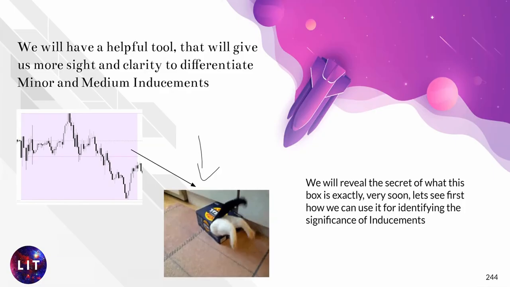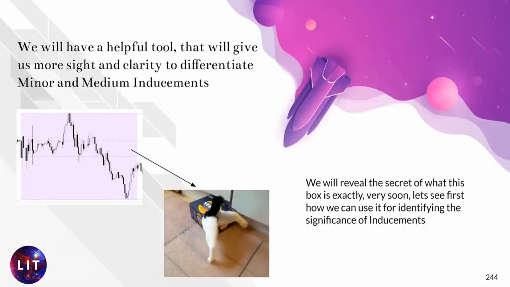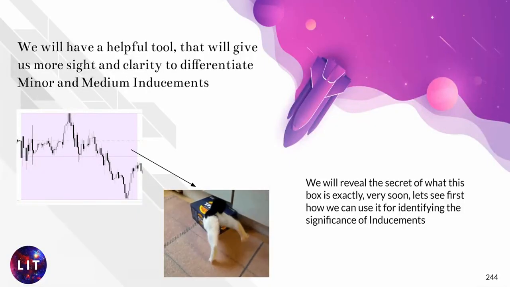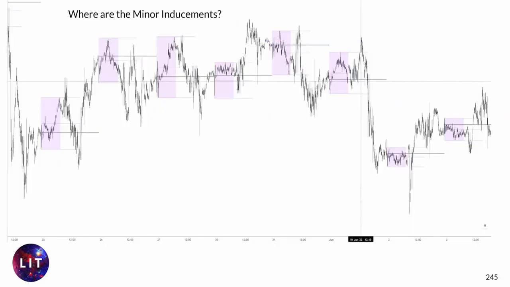So it makes sense for us to use this box also to get more clarity about how to identify minor and medium inducements even easier. If you check that on a chart, it would look something like this. So you see a lot of boxes, and already you would be like, what the hell is going on there? Why is that so important?